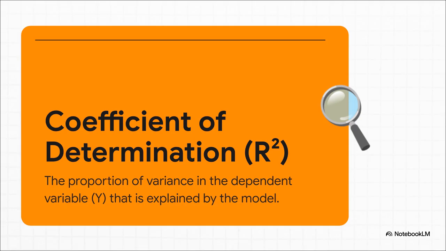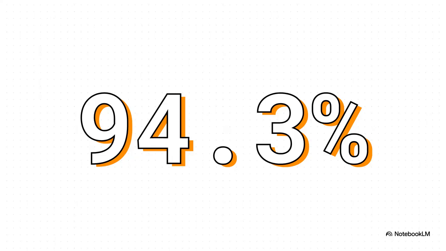And it tells us exactly what proportion of the change in our Y variable, our outcome, can be explained by the change in our X variable. Let me give you a real-world example. In a study looking at gasoline prices, the R-squared between the price of crude oil and the price you pay at the pump was 94.3%. Wow, that is a really high score.